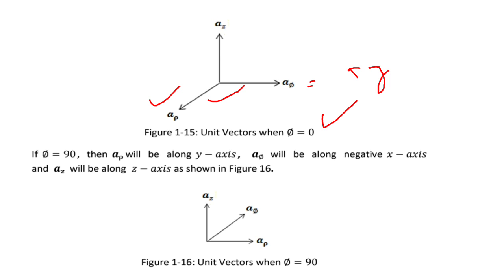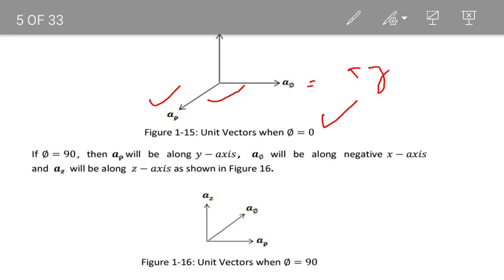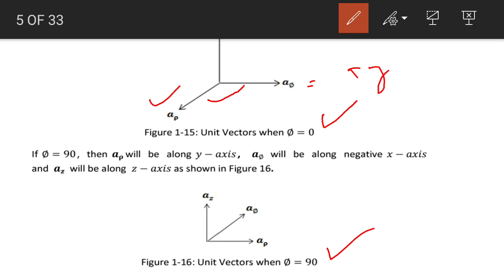Let us consider another example. In this numerical example, phi is 90 degrees. If phi is 90 degrees, then we know that the radial line rho makes an angle of phi with respect to the x-axis. So the radial line rho will make an angle of 90 degrees with respect to the x-axis, and we also know that the unit vector a rho is along the radial line rho, so a rho will be along the y-axis.